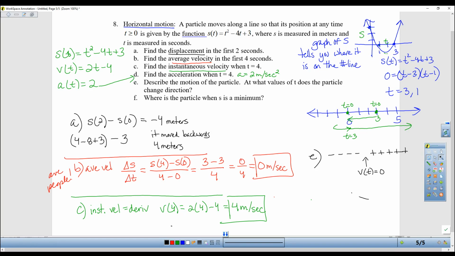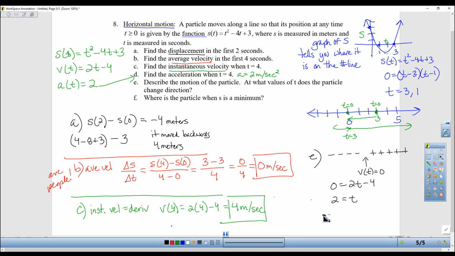That's always the way to find out when something changes direction, whether it's going up in the air and then changes to down, whether it's going left and then changes to going right. The only way for it to change is for it to stop. Even if it's just for a split second, it has to stop before it can turn around and be going the other way. So when is the velocity equal to 0? Remember the velocity equation's over here on the side. 0 is 2t minus 4. t is equal to 2.